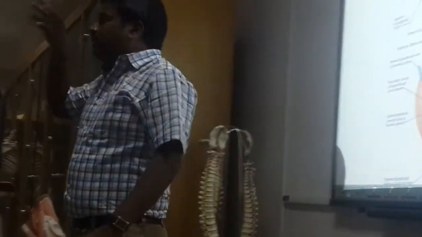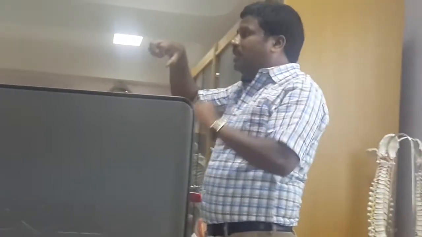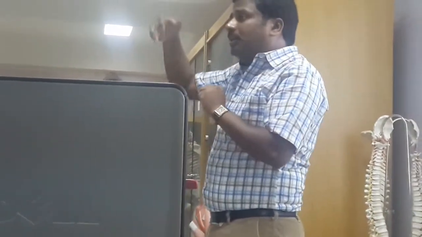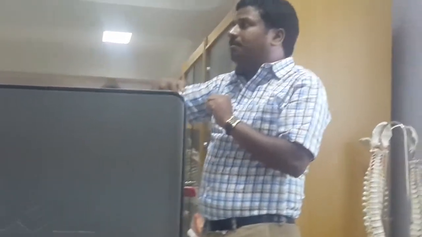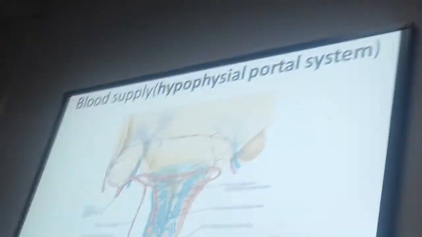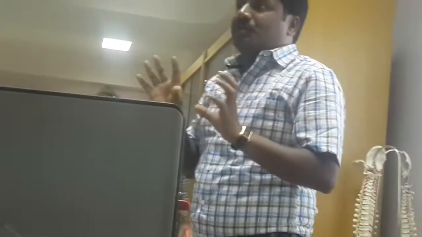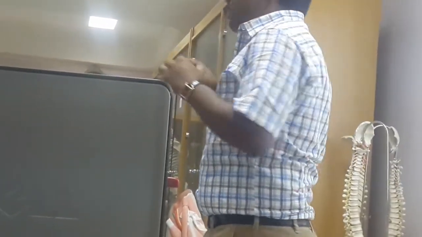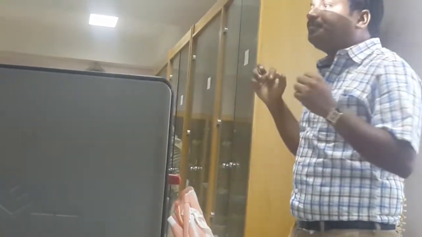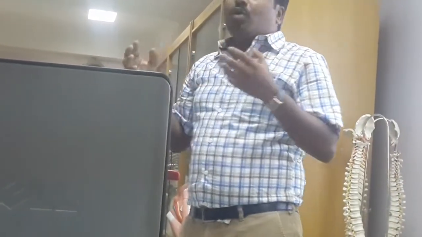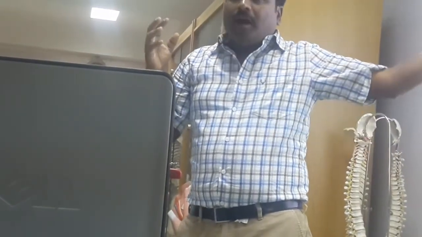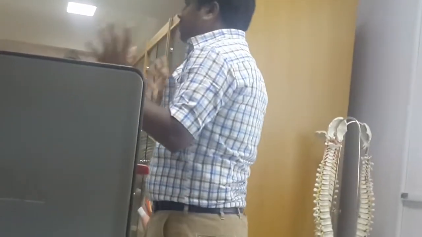Am I clear here? So that's how hypothalamus controls the pituitary through the releasing hormones, which are carried to the pituitary through this portal system. What is that portal system called? Hypophyseal portal system, or you can say hypothalamo-hypophyseal portal system. How does hypothalamus regulate pituitary? Through the hypothalamo-hypophyseal portal system of vessels.